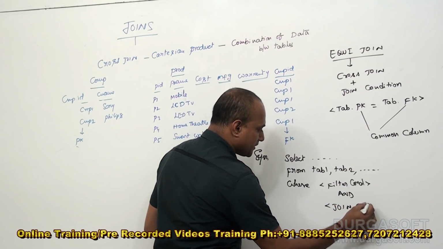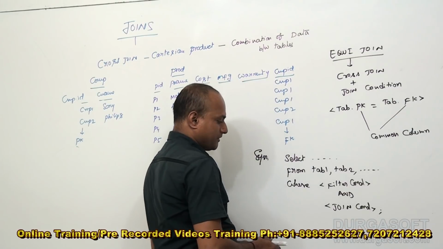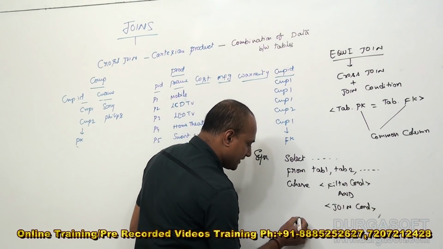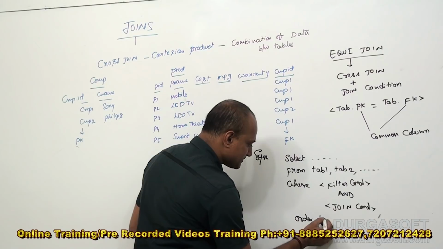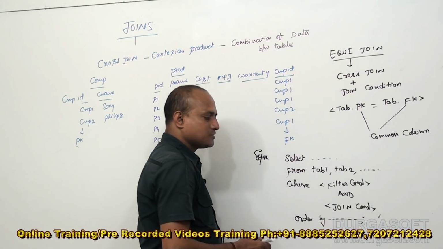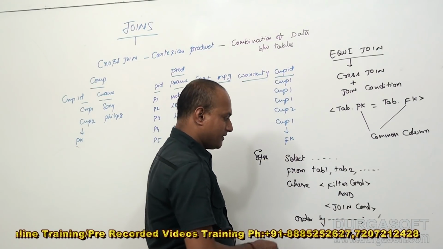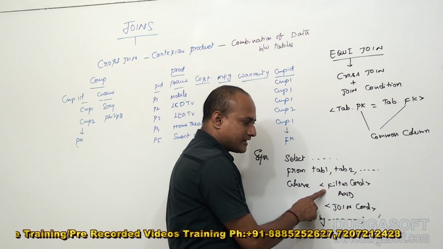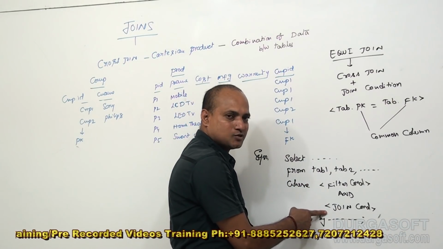So how should I write the join condition? Based on common column, and optionally you can also use order by clause. Remember, first you need to specify filter condition, then only we need to specify join condition.